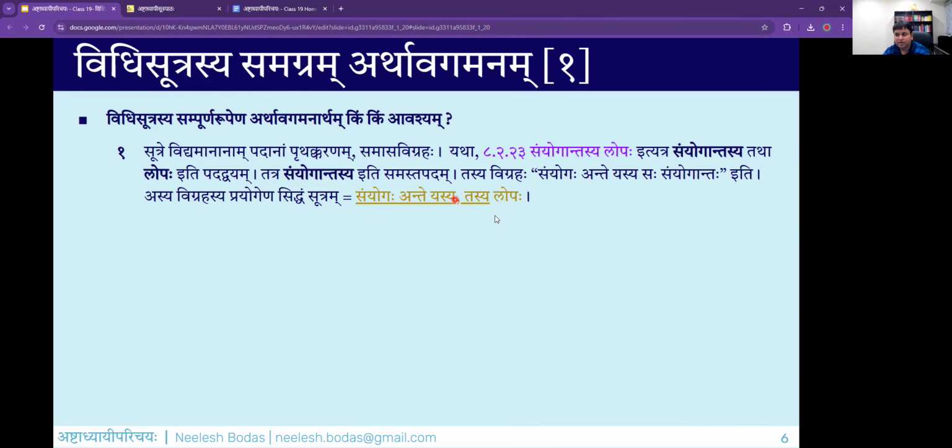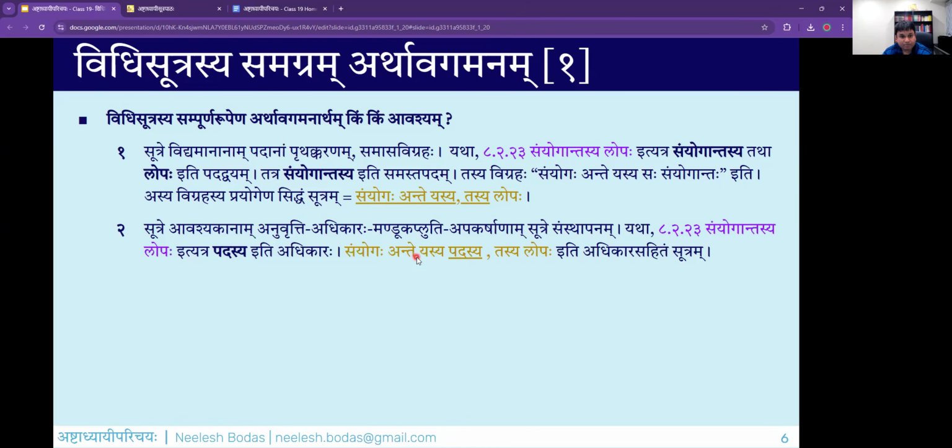So the newly inserted words are now underlined. This might look trivial, but this is the exercise that we have to do again and again for multiple sutras till this exercise becomes extremely evident and you can do this in your brain. So to start with, संयोगान्तस्य तथा लोपः इति पदद्वयं, we break the word संयोगान्तस्य further. संयोगः अन्ते यस्य तस्य लोपः.